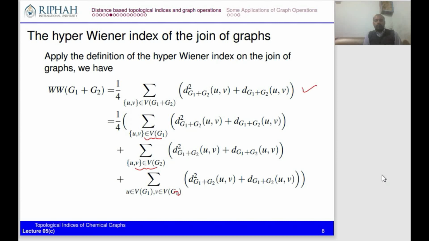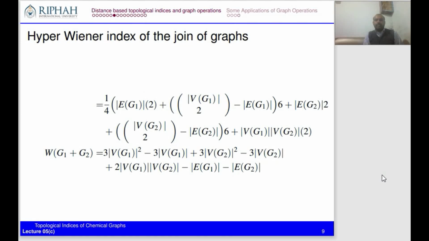Here, when we talk about the distance, square of the distance plus distance. So, using the definition and this partition, we have our next slide. One-fourth stays as it is now, because we have distance square plus distance. So we have edge times.